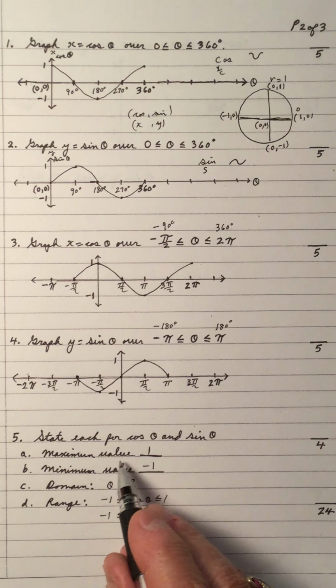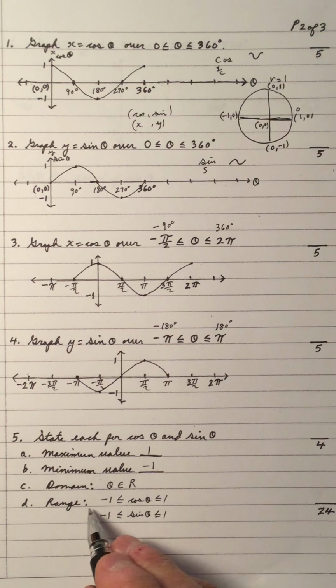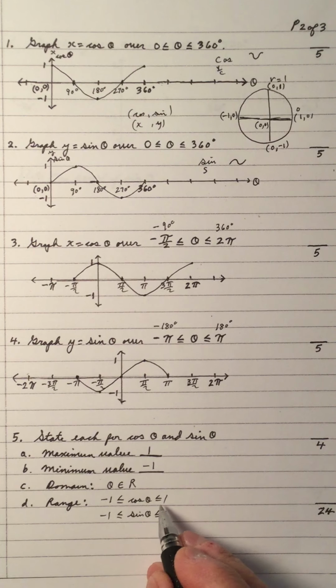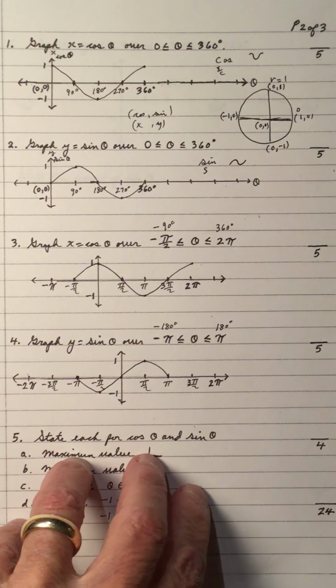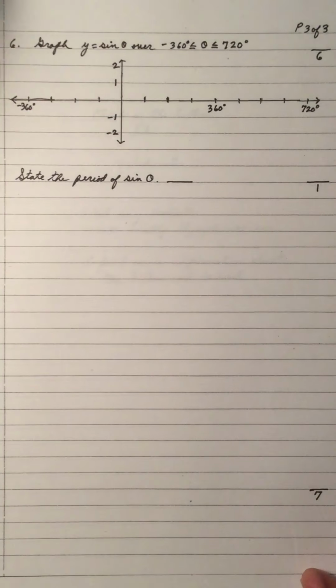Theta is your domain, that's your degrees or radians, and your range is numbers between and equal to -1 to 1. So if you have all 4 of these right, give yourself 4 marks. Total on the page is 24. And let's continue to the next page.